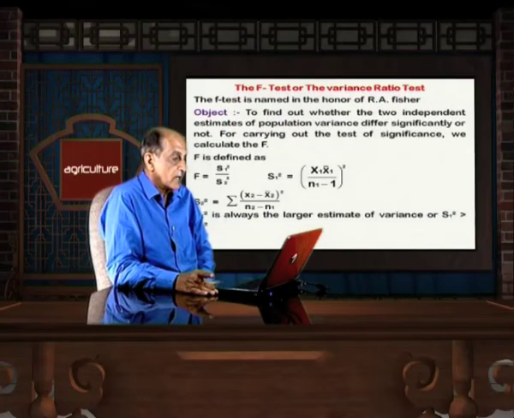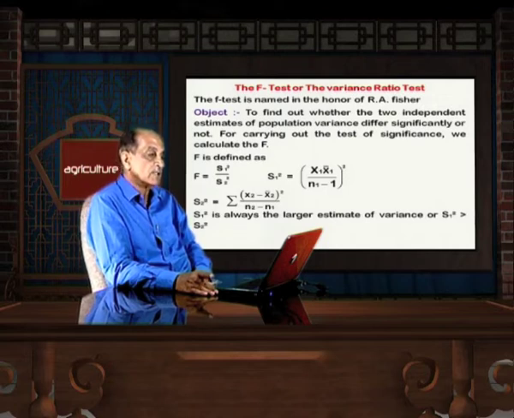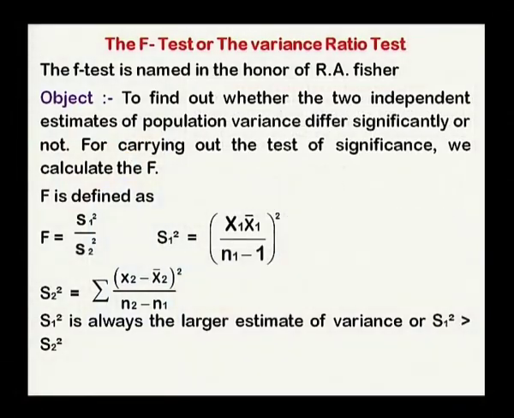Now, we discuss the F test, which is used for the variance ratio test, so it can also be called the variance ratio test. The F test is named in honor of Professor R. A. Fisher. What is the object of the F test? To find out whether the two independent estimates of the population variance differ significantly or not.